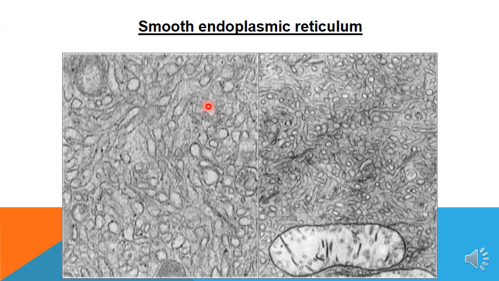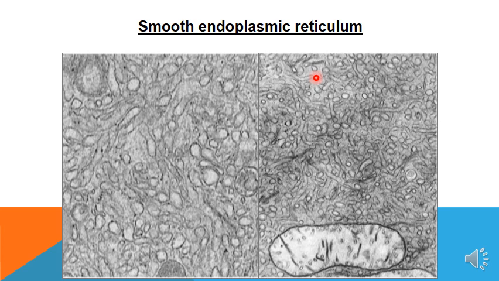The third organelle is called smooth endoplasmic reticulum, abbreviated SER. This smooth endoplasmic reticulum is formed of branching and anastomosing channels or cisternae. When cut transversally, they appear as circles of variable size. These circles don't contain attached ribosomes on their outer surface, so this organelle is called smooth endoplasmic reticulum.